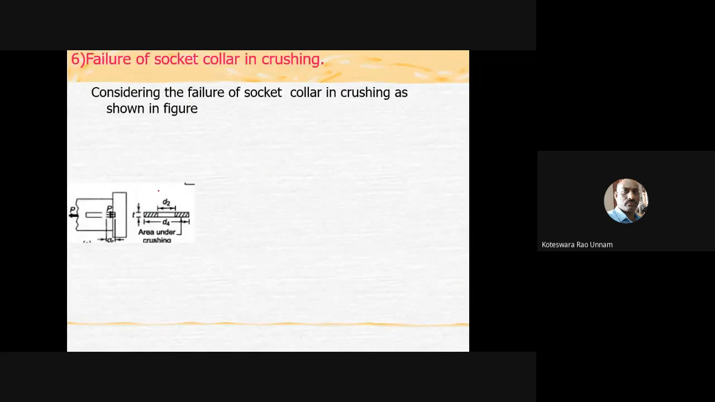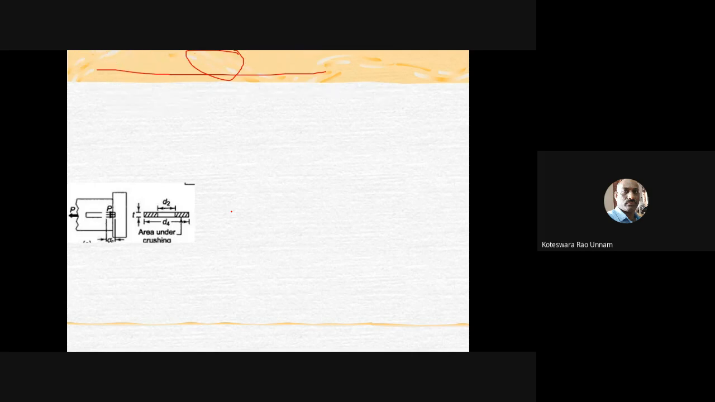Okay, so then next. Maybe this point we actually need to check earlier, but anyway, we are doing it here. We already calculated the diameters D2 and D1. Here, sorry, it is a collar, not that slot. Failure of socket collar in the crushing. So the collar is something like this. This is the collar here.